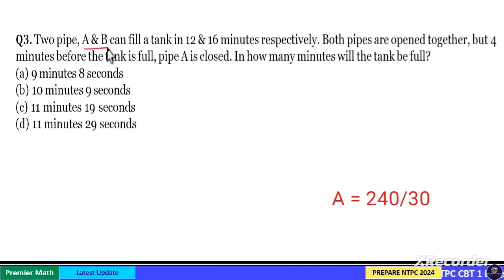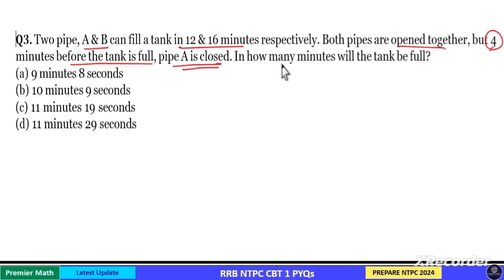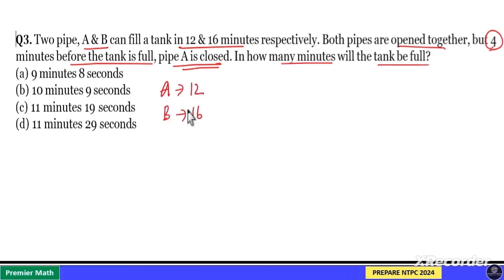2 pipes A and B can fill a tank in 12 and 16 minutes respectively. Both pipes are open together, but 4 minutes before the tank is full, pipe A is closed. In how many minutes will the tank be full? Here, A can fill a tank in 12 minutes and B can fill it in 16 minutes. Both are doing the same work.